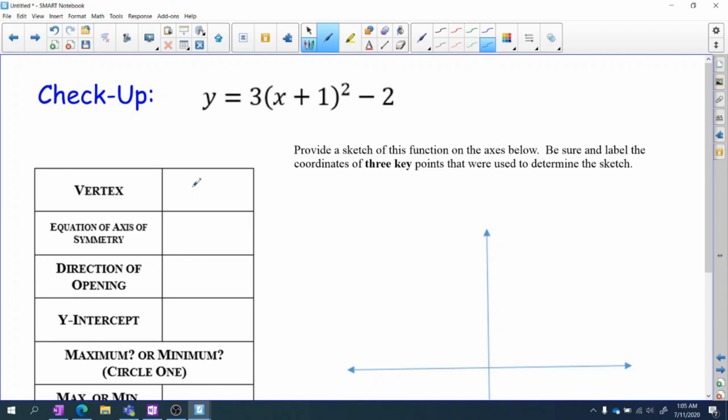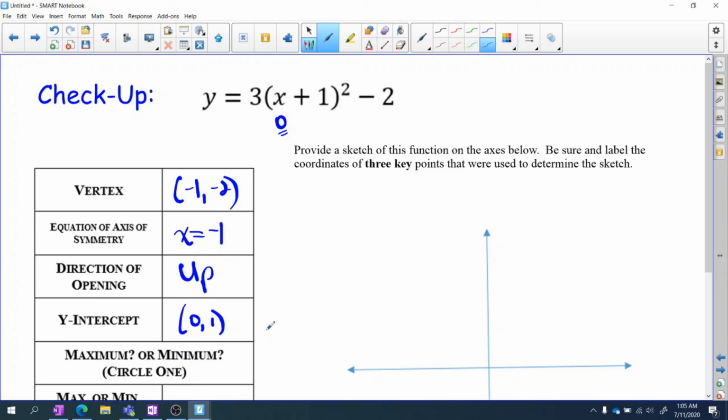All right, here are my solutions. So the vertex, opposite for the x, keep this one the same. Axis of symmetry is always x equals the x coordinate of your vertex because it cuts through the vertex. Which way does this one open? It's positive. This one's going to open up. What's the y-intercept? Well, we're going to fill 0 in for the x. So 0 plus 1 is 1. Squared is 1. Times 3 is 3. Take away 2 is 1. So the y-intercept is (0, 1).